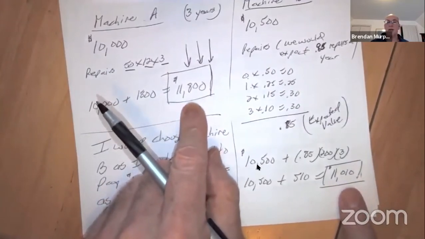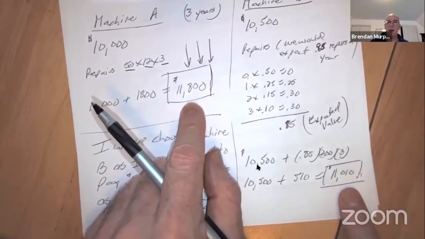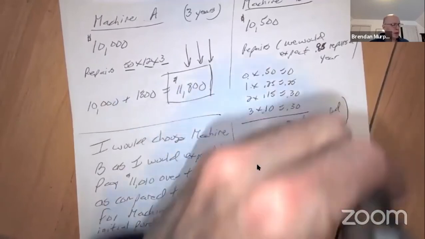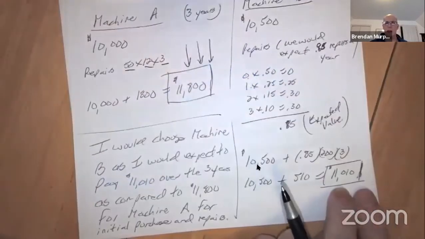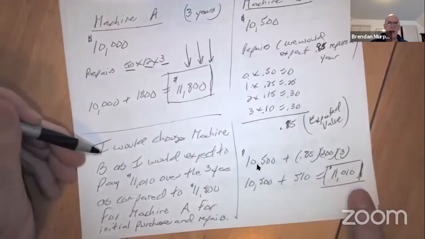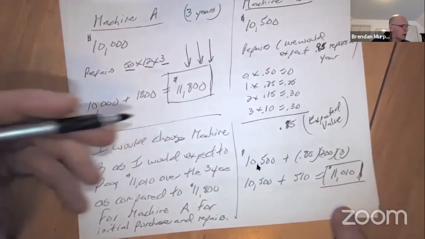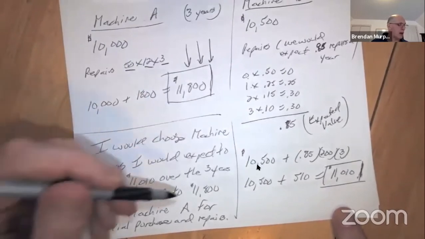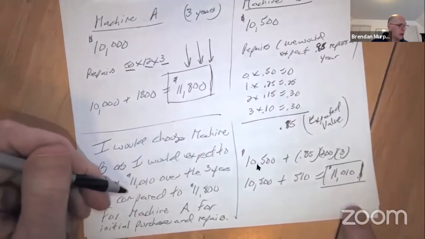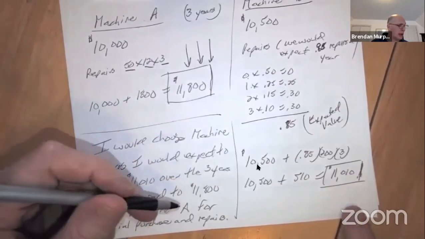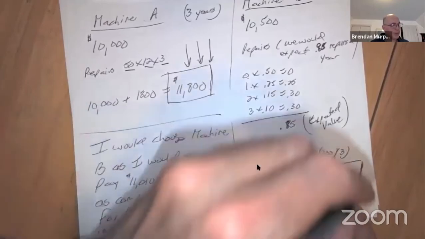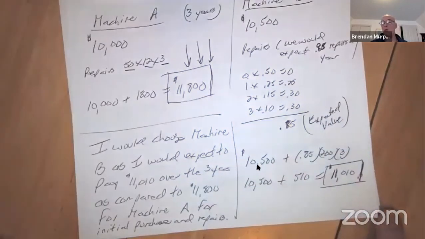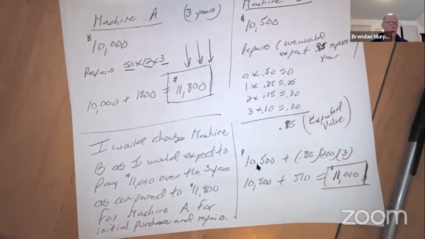And so if I'm looking at these two numbers here, clearly machine B is, well, let me rephrase that. We think that machine B will be less expensive, but there's no guarantees. But most of my students will say, let's pick machine B. And so over here, I just added a sentence and said, I would choose machine B as I would expect to pay around $11,010 over the 3-year window, as compared to $11,800 for machine A for initial purchase and repairs. So that's what most of my students will answer.